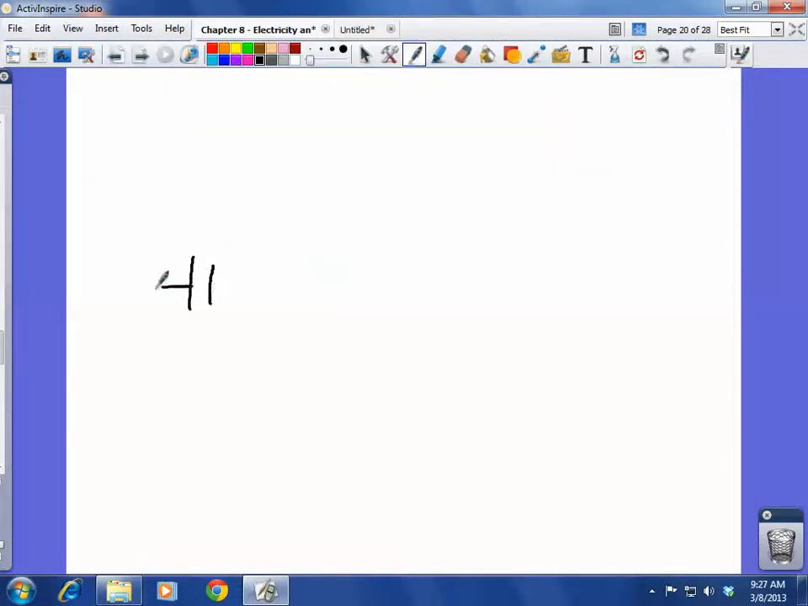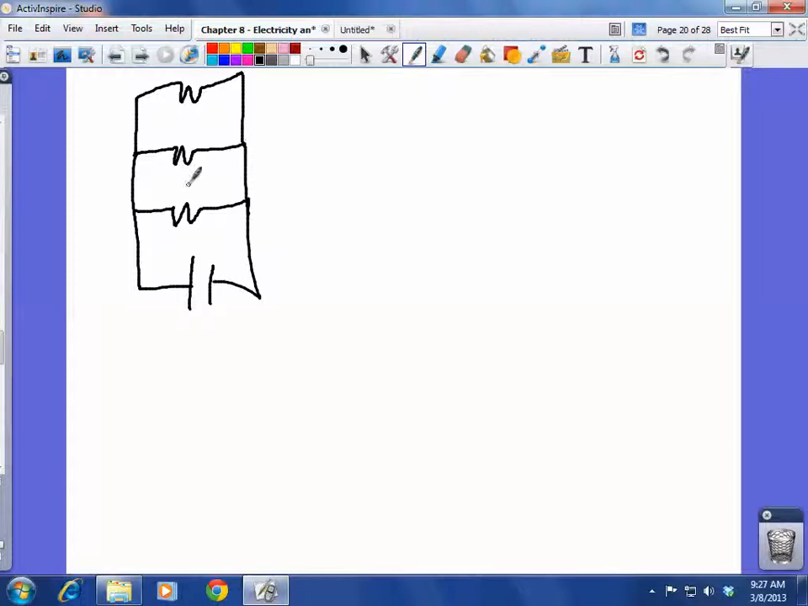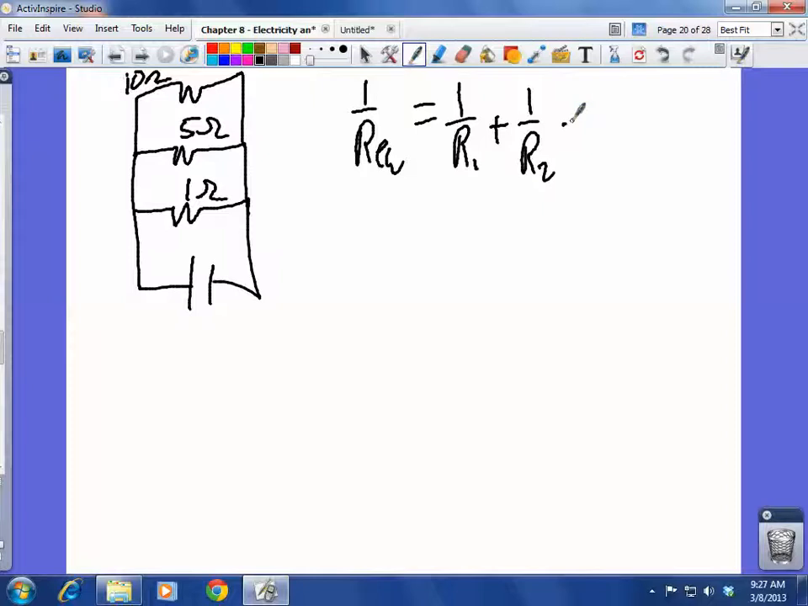Let's say this time instead of 2 we have 3. And I'm going to say I have a 1 ohm, a 5 ohm, and a 10 ohm. So remember, 1 over the equivalent is just going to be 1 over the first one plus 1 over the second one, and just keep going. Give that a try. Even if you've seen this a million times before, at least write it out.